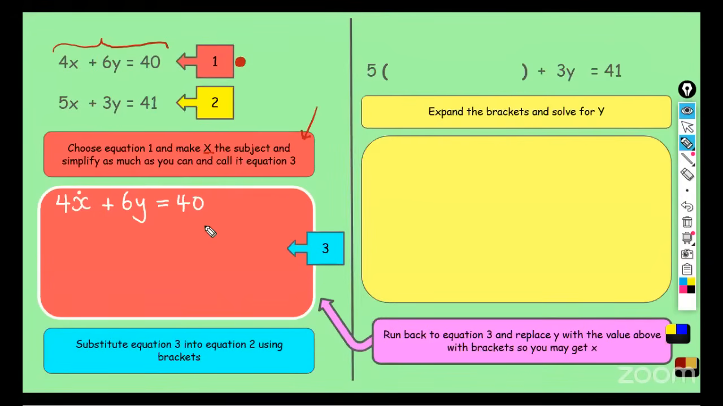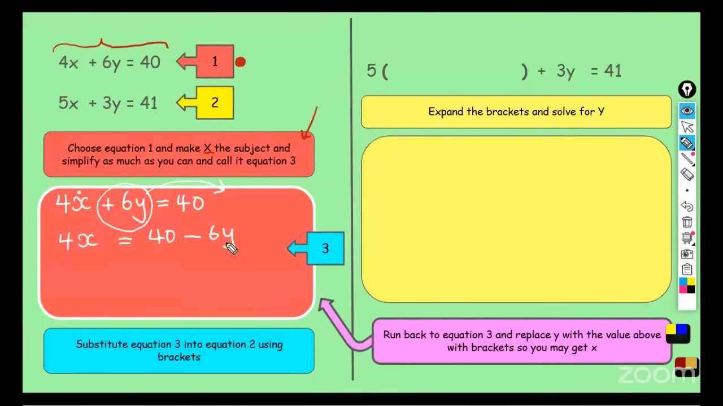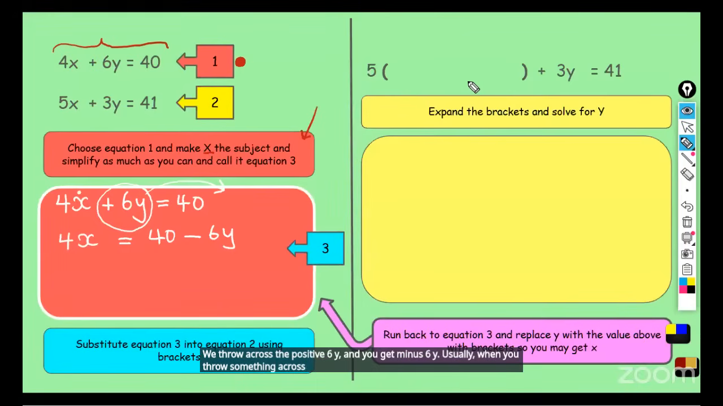Right. So we're going to focus on making x the subject. We're going to take positive 6y and throw him across. And when you throw across positive 6y, what are you going to get? Minus 6y. Everyone take down up to there. We throw across the positive 6y and you get minus 6y. Usually when you throw something across in maths, like across the equal sign, it becomes the opposite. So the opposite of positive 6y is obviously minus 6y.